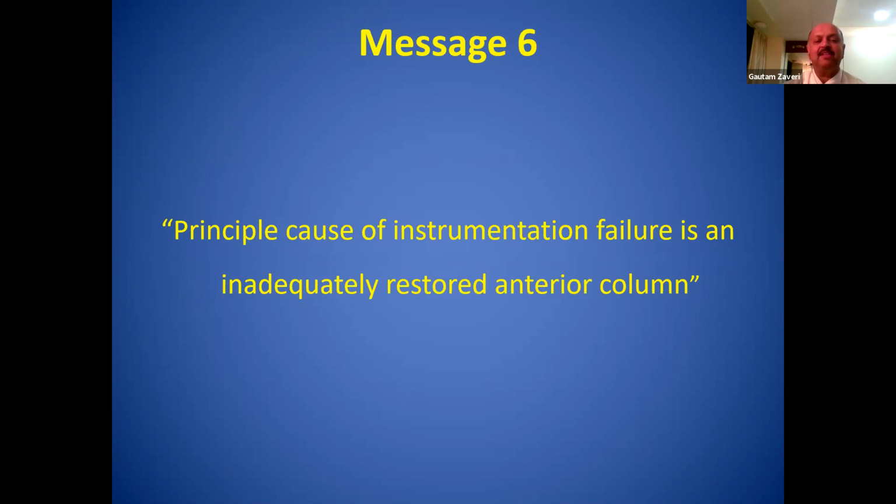And the final message is the principal cause of instrumentation failure is an inadequately restored anterior column. Therefore, whenever you are choosing to instrument the spine, make sure that your anterior column is not terribly comminuted or unable to take the loads of the body.